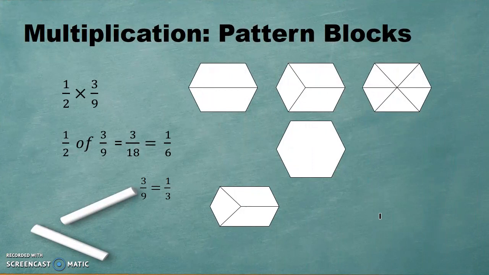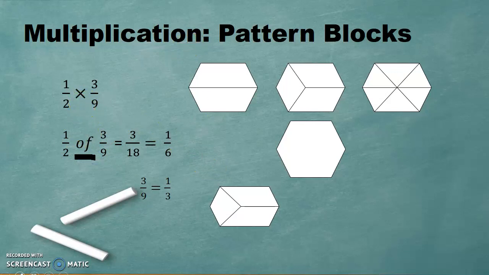For multiplication, I chose to do pattern blocks. Now my factors are 1/2 and 3/9. So what we're doing is we're multiplying 1/2 times 3/9. Another way to put it is 1/2 of 3/9, because remember the word of means multiply.